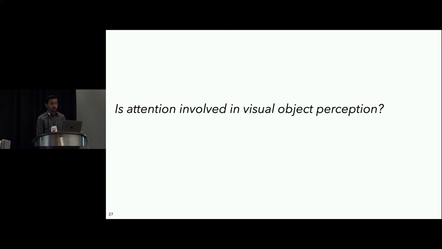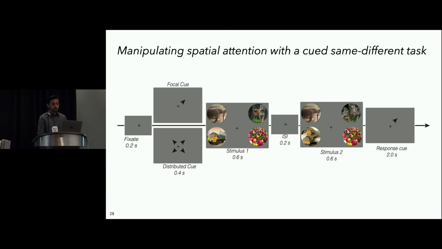So using our stimuli, we set out to examine the role of attention in object perception. And we did so using a covert attention, same-different task. So subjects were trained to fixate centrally and then presented with a cue, either a focal cue, which tells them which of four locations to pay attention to, or a distributed cue, which tells them that they have to split their attention across all four locations.